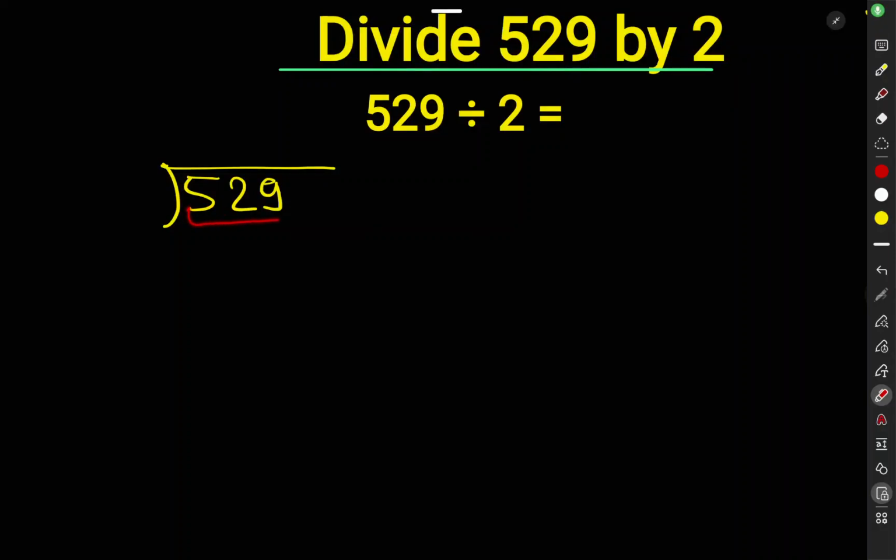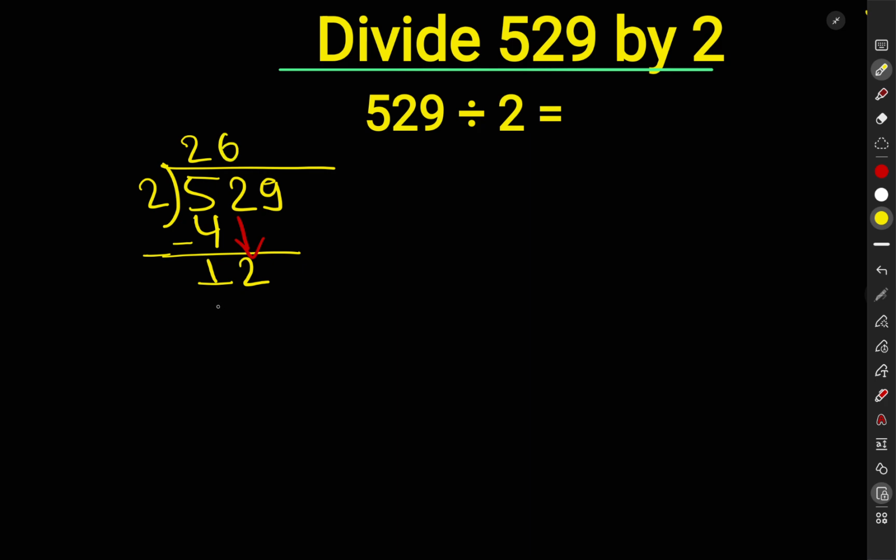Divide 529 by 2 in the long division method. 2 times 2 is 4. On subtracting we get 1. So again we put down this 2 and it is 12.